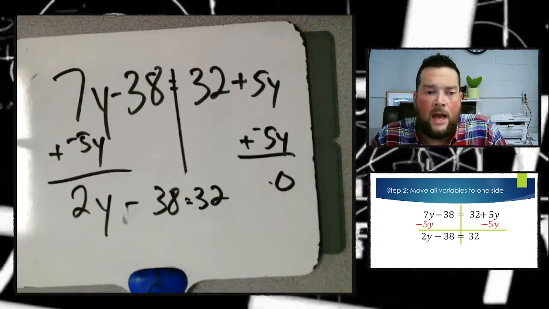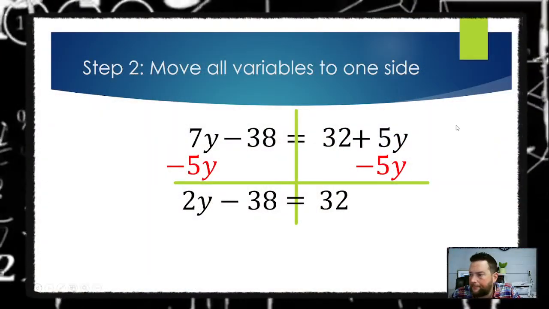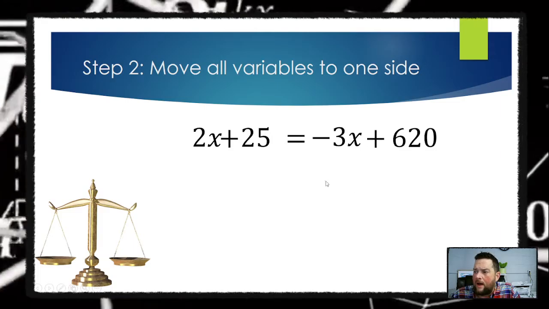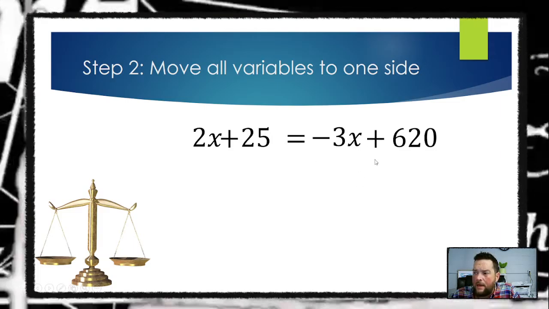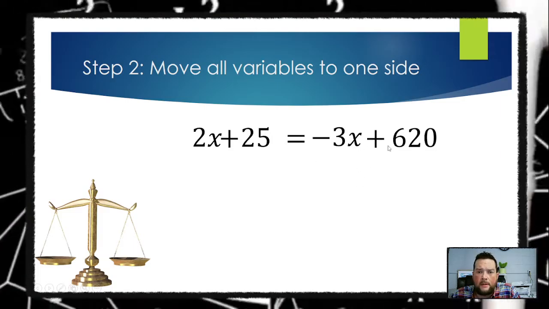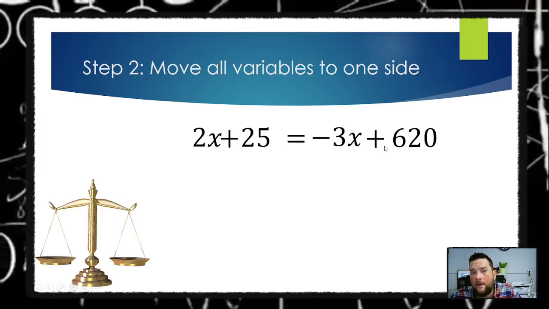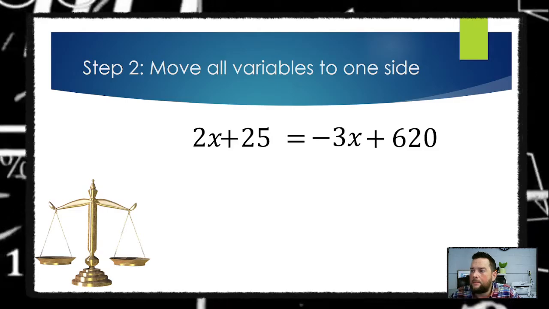All right, one last one, and we are done. You've got 2x plus 25 equals negative 3x plus 620. Go ahead and pause this video, see if you can do it yourself, and come back to see if you got the right answer. Right?